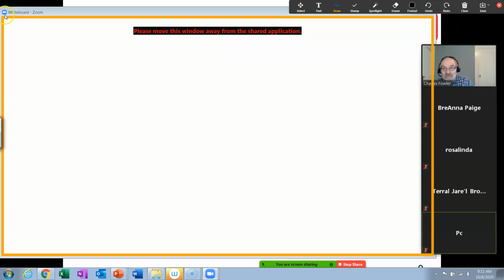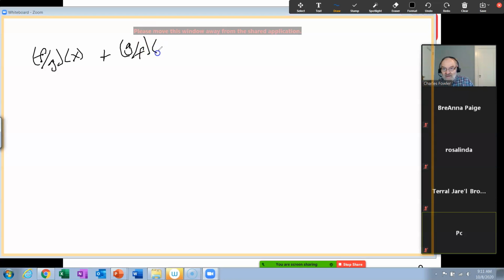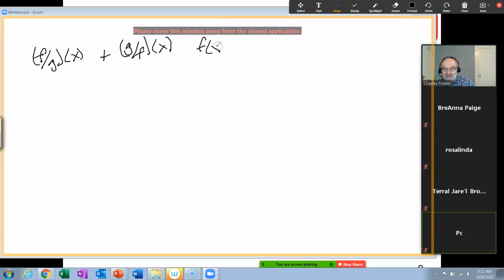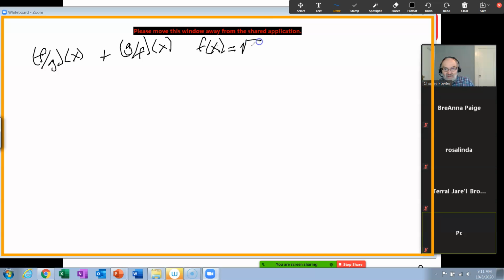Here's example 4. Find f divided by g of x and g divided by f of x, because those are going to be different animals most of the time. For the functions, f of x equal the square root of x, and g of x is equal to the square root.